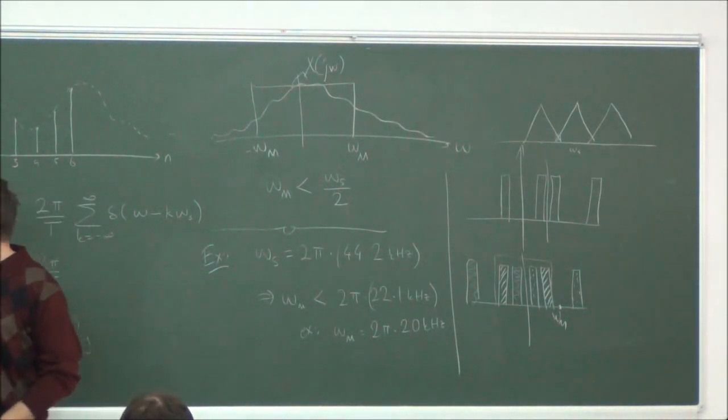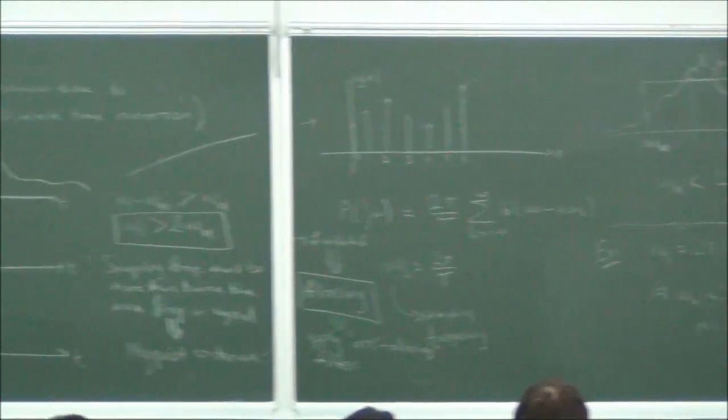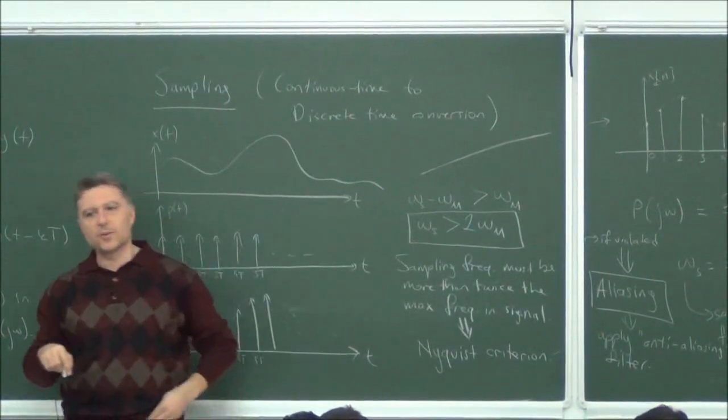And another thing, we still didn't find the Fourier transform of this discrete version. We found the Fourier transform of this version. So how do we proceed from here to here? We will see next week.